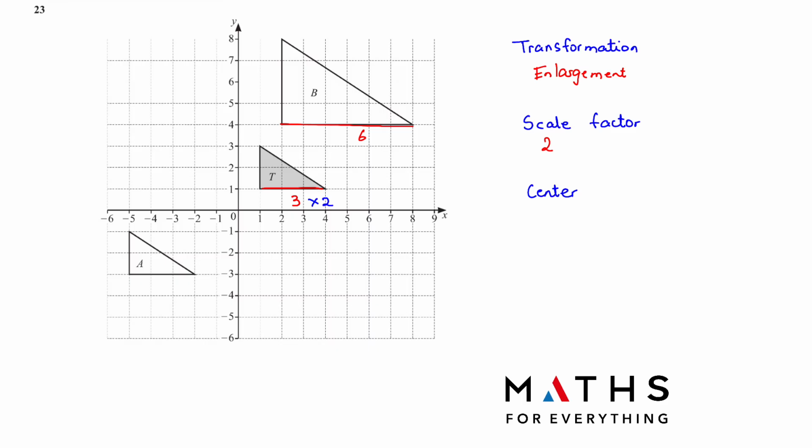To find the center, we will draw lines passing through the points of the triangle. So we will draw a line passing through these 2 points. We need to choose at least 2 points. Now I will choose this one and this. When you draw the line passing through these 2 points, they intersect at 0 and negative 2. That is your center of enlargement, 0 and negative 2.